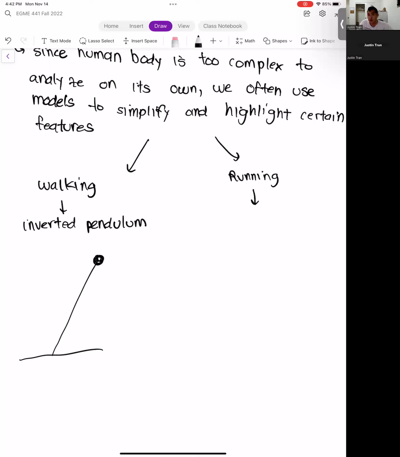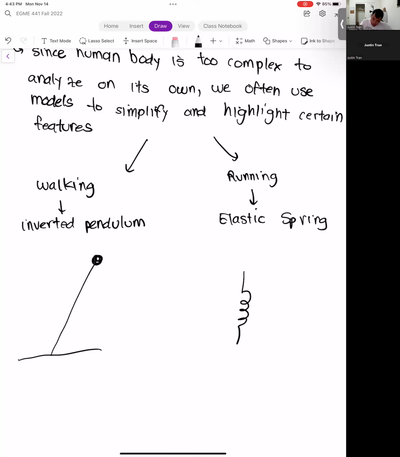Okay. And the model that we used for running was an elastic spring. Okay. Almost like a pogo stick. All right, so these are two fairly simple models because pendulums are something that you've probably covered before in a previous class, and springs are definitely something that we've talked about earlier in this class, but you've certainly talked about them in previous classes as well.